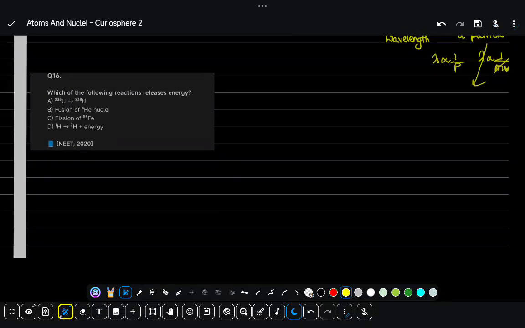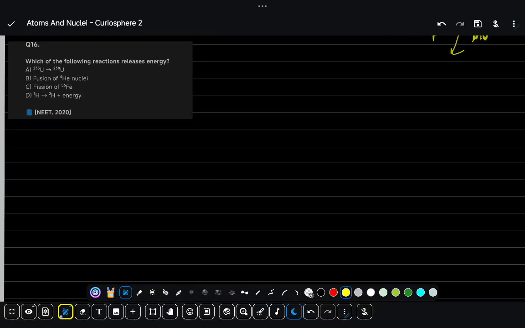So yeah, moving on to the next question, number 60. Which of the following reactions releases energy? Okay, so this is a typical question, which of the following is the exothermic reaction, right? Similar to chemistry. You need to know one thing: the law of conservation of energy. Energy can neither be created nor be destroyed. Okay, energy can neither be created nor be destroyed. So it can only transform to another.